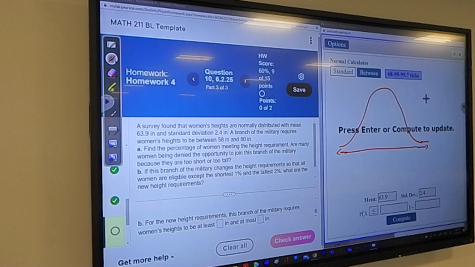It's normally distributed. What percentage, let me ask you like this, are shorter than 63.9? 50%. Because this is half of the curve. This is half of the area right here. That's 50% of the area, and that 50% of the area is coming out shorter than this height.